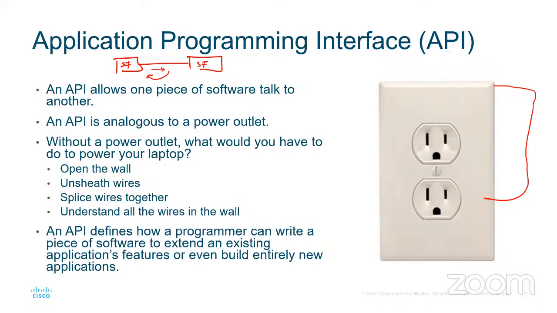And you know what is amazing, guys? You know something that fascinates me about APIs. They are just easy to use. So far you understand the work around it and you understand how to interact with it. So an API defines how a programmer can write a piece of software to extend the existing application feature or even build an entire new application.